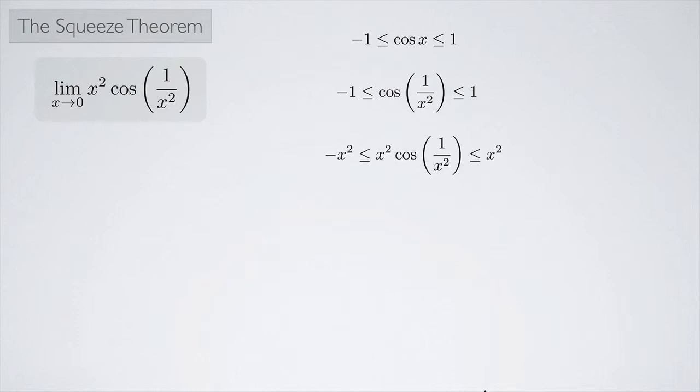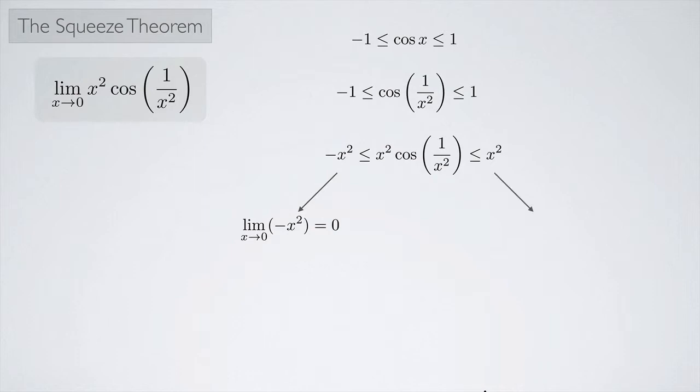Well, now I could multiply through by x squared. x squared is going to be a positive number, or 0 at the worst, if x is 0. So I don't have to switch the direction of the inequality. And now I'm going to notice something that is going to be known as the Squeeze Theorem. So first I'm going to look at the left-hand side here, the negative x squared, and I'm going to take the limit as x approaches 0 of that. And I get 0, that's a very easy limit.